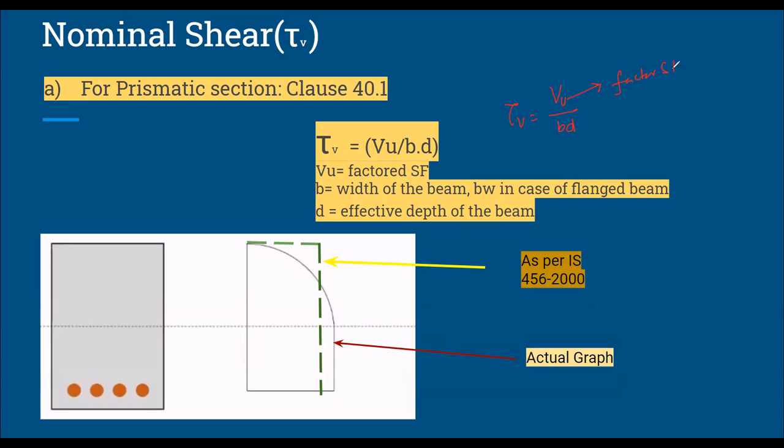Factored मतलब आपका अगर किसी भी कारण मान लीजिए कि your V, V मतलब shear force, अगर 100 दिया गया है, आपका Vu कितना होगा? फैक्टर से मल्टीप्लाई करना पड़ेगा. So this only you can put it out here, not this one. Okay. So Vu divided by bd. b क्या है? Width of the beam. अगर फ्लैंज बीम हो गया तो डेफिनेटली bw यूज करेंगे. ठीक है.